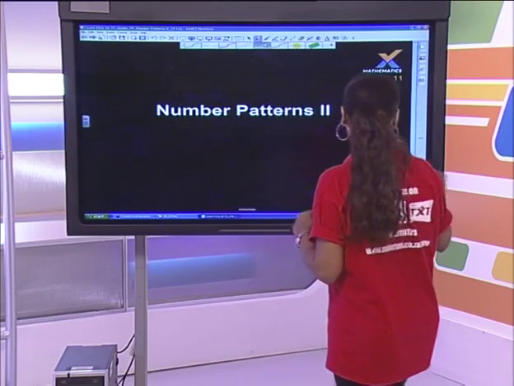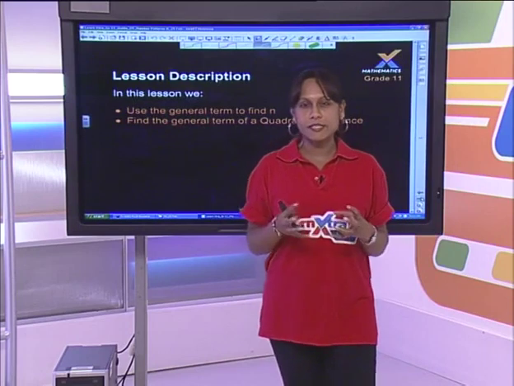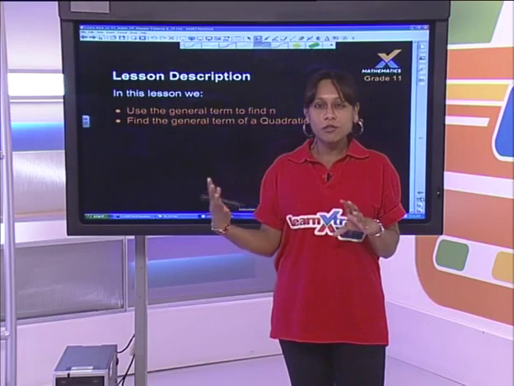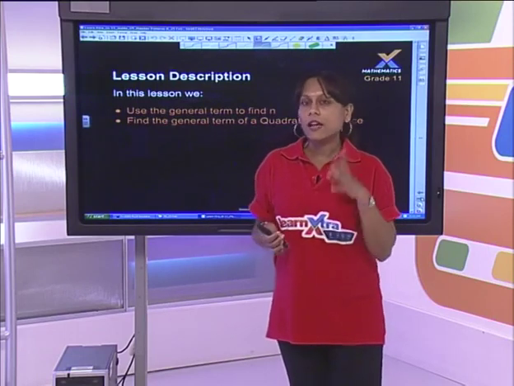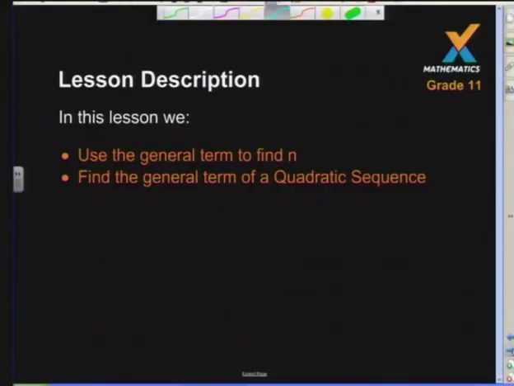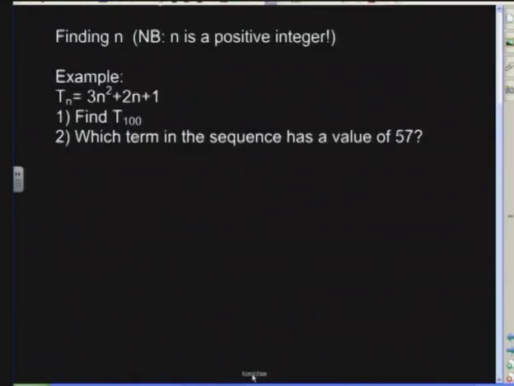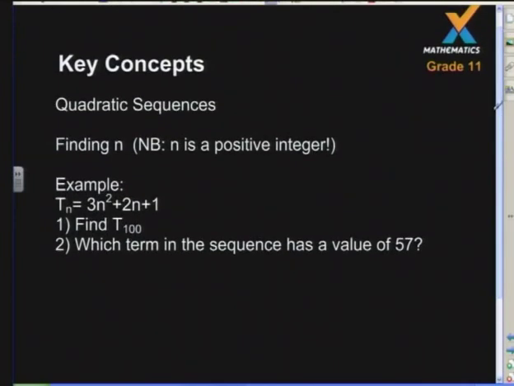Specifically, we're going to look at using the general term of a quadratic sequence to find the value of n. The general term is going to be given to us, and that's going to help us find the value of n. The other thing we're going to do is find the general term of a quadratic sequence. Let's look at some of the key concepts, especially finding the value of n in quadratic sequences. Very, very important, guys.